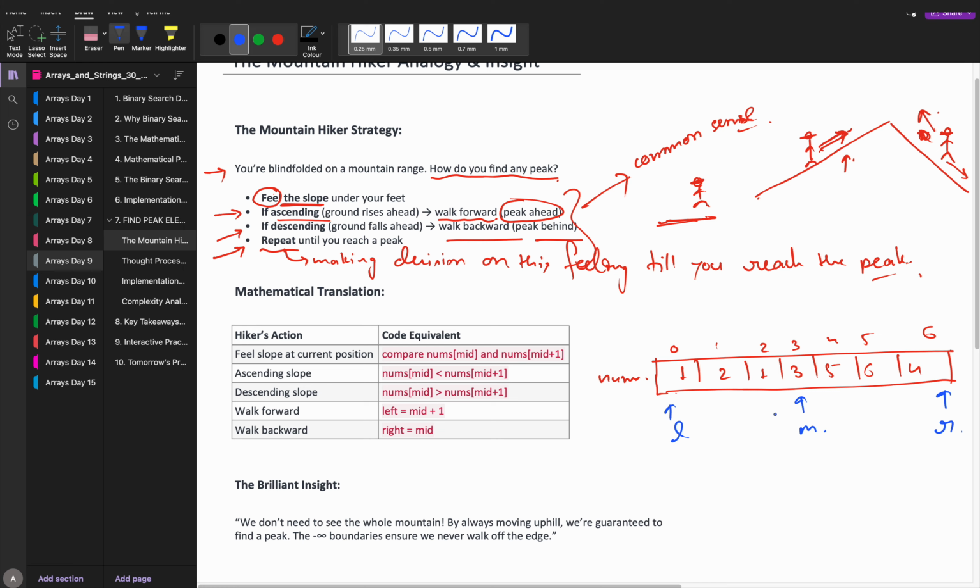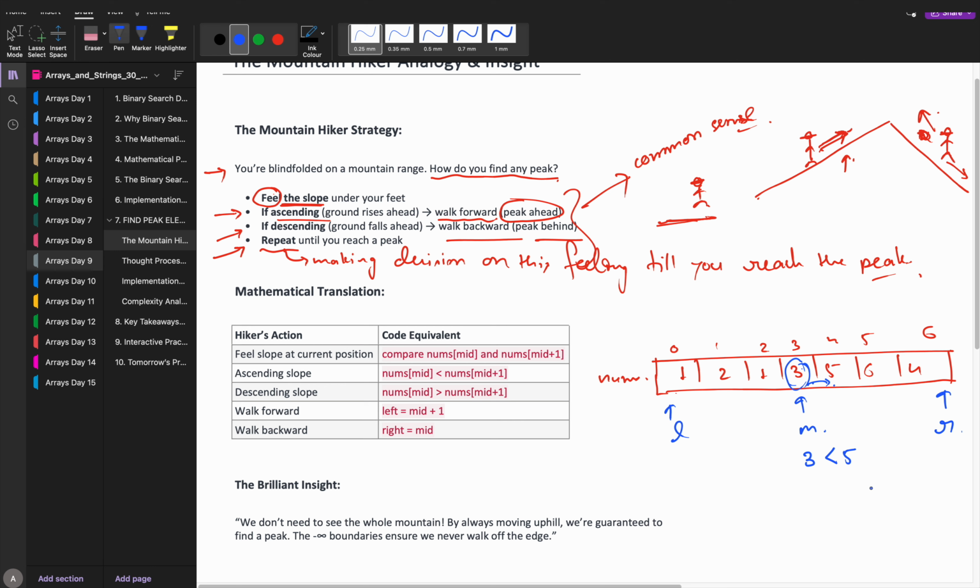Now you will try to feel the ground beneath. How will you feel it? From this item, you will compare where you are currently standing. The item is 3. You will compare this item with its neighbor on the right-hand side. You will compare it with this. So if this 3 is less than 5, what does it mean?